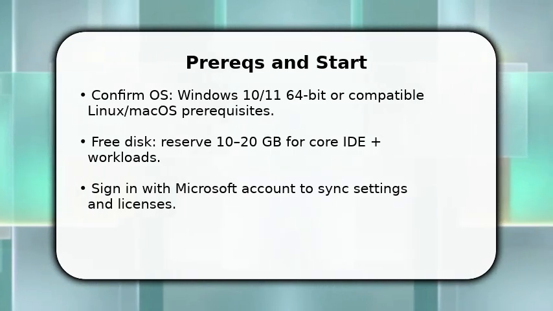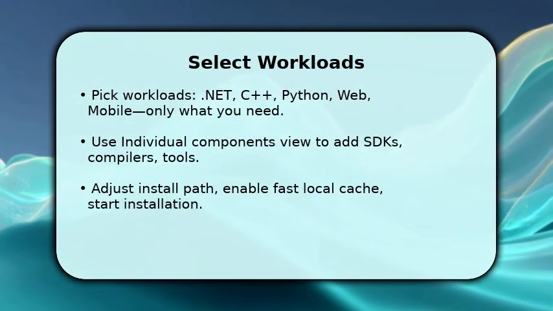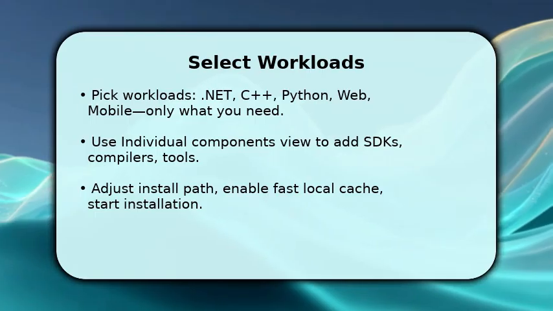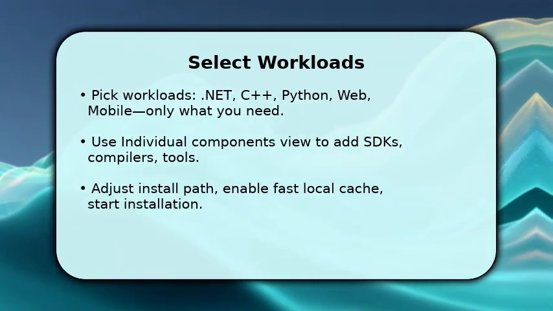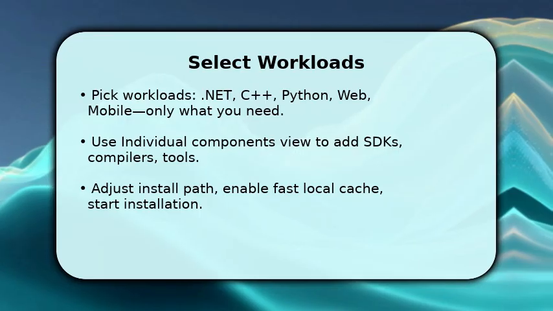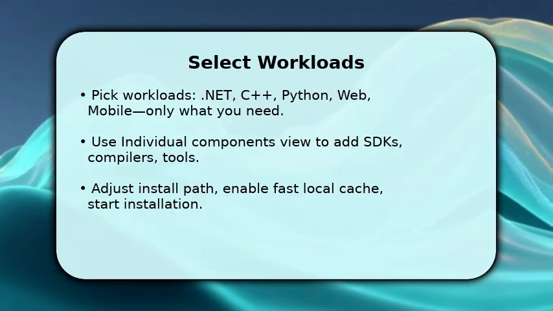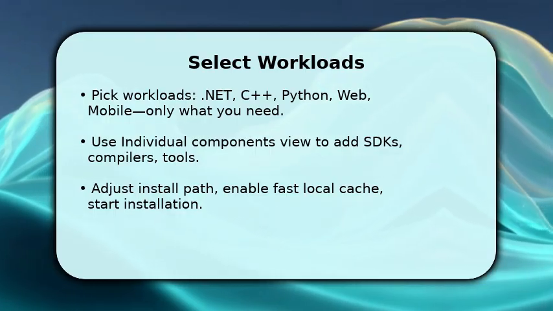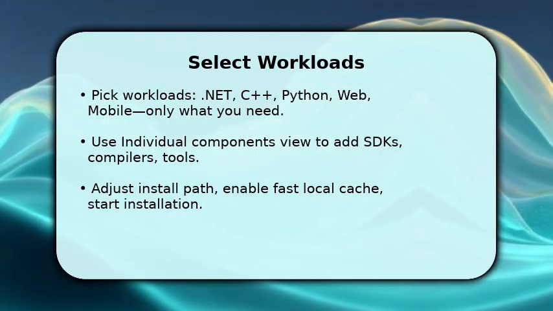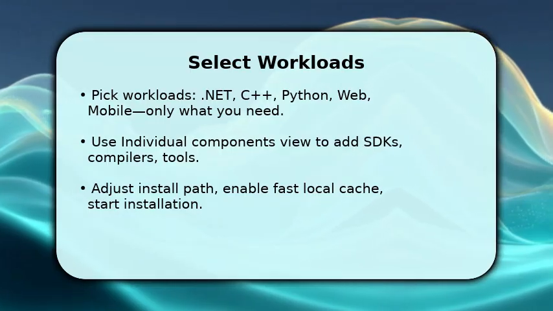that match your projects. You now focus on the installer workload selection. This decides what tools land on your machine. Select only relevant workloads: .NET, C++, Python, web, or mobile, to keep install size small and reduce update time. If you know specific SDKs or compilers required, switch to individual components and tick those items.